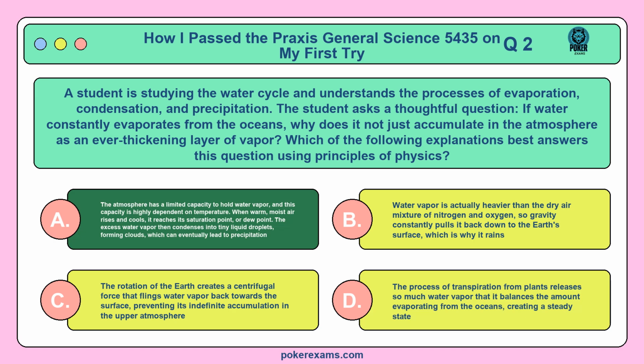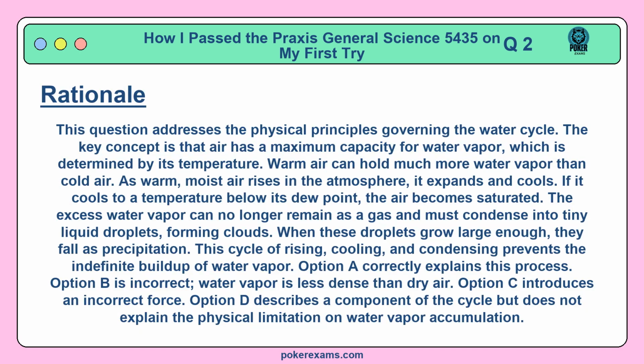The correct answer is A. This question addresses the physical principles governing the water cycle. The key concept is that air has a maximum capacity for water vapor, which is determined by its temperature. Warm air can hold much more water vapor than cold air. As warm, moist air rises in the atmosphere, it expands and cools.